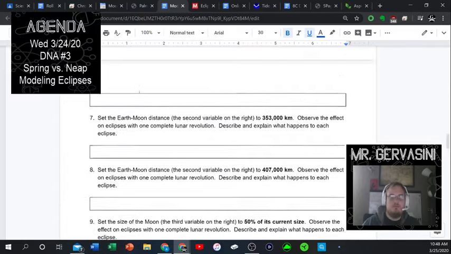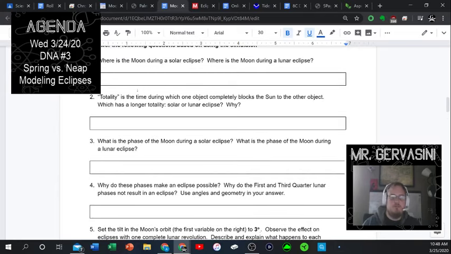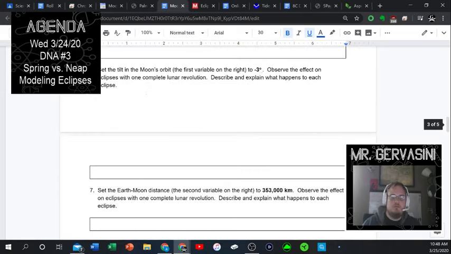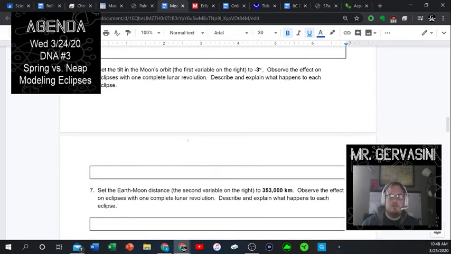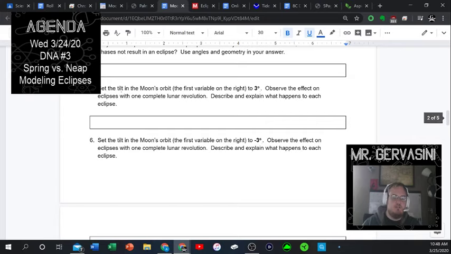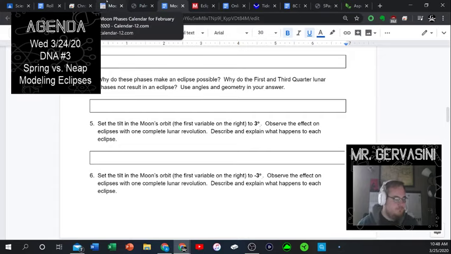There's 10 questions, but again, it shouldn't be that difficult if you're just looking carefully at the simulator. And a couple of them just repeat about the same variable. So 2 of them kind of match. One's like part A and part B, if you want to think of it that way. All right? So that's eclipses. Any other questions?